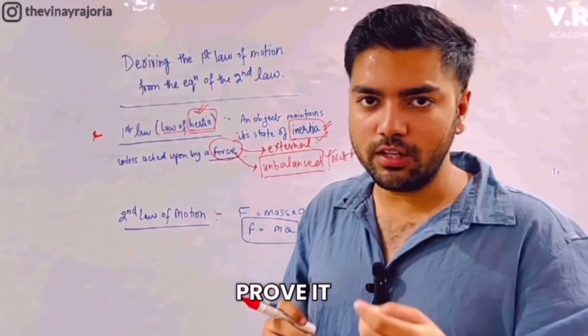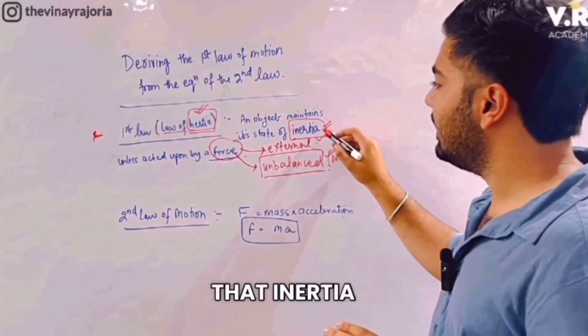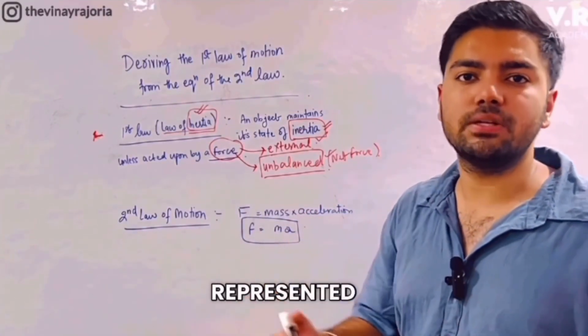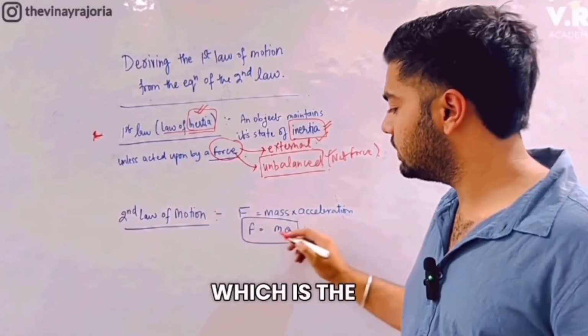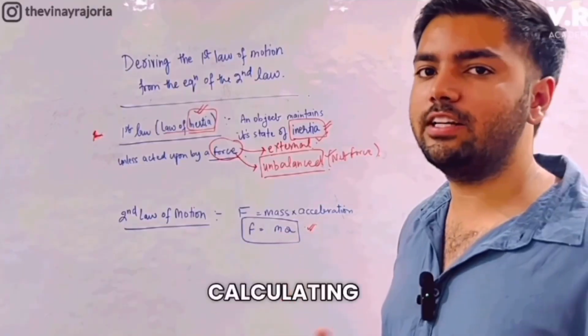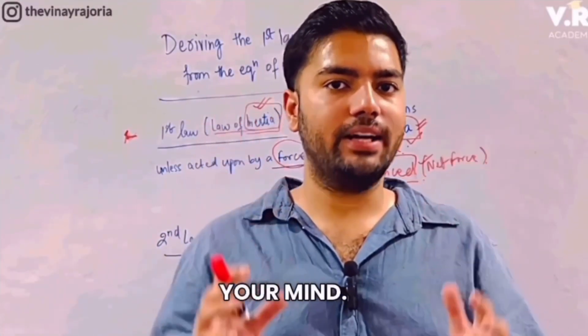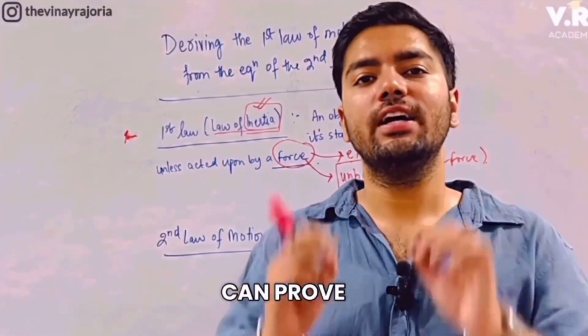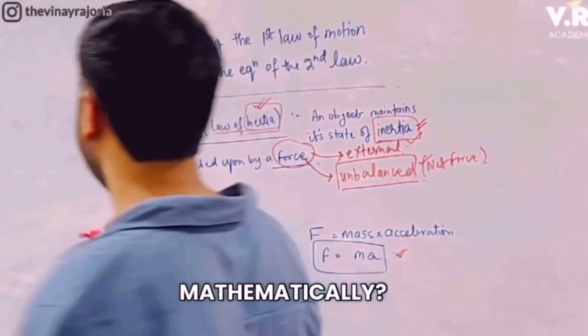If I want to prove it mathematically, then I have to turn it into mathematics. Now I'll explain that inertia can be mathematically represented as well, which is going to be really useful when we prove it from the second law of motion, which is the mathematical formula for calculating the force acting on an object. With the first law firmly clear in your mind, let me show how we can prove inertia mathematically, or what inertia means if we have to prove it mathematically.